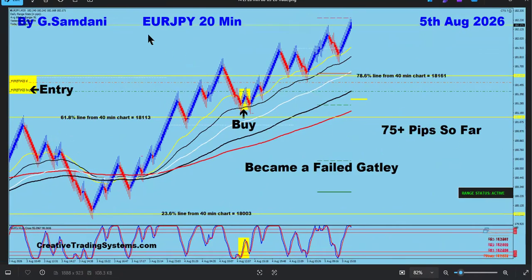Then euro yen, you can see on the 5th, right? Beautiful entry right there. Right from this 78%, then it went up to 61%, then 23% line, then 78. That was a perfect Gürtel pattern calculation on the 40-minute chart, but it became a failed Gürtel, right? And it went up again after dipping to this high and then bouncing again more to the upside, right? So that is a failed Gürtel.